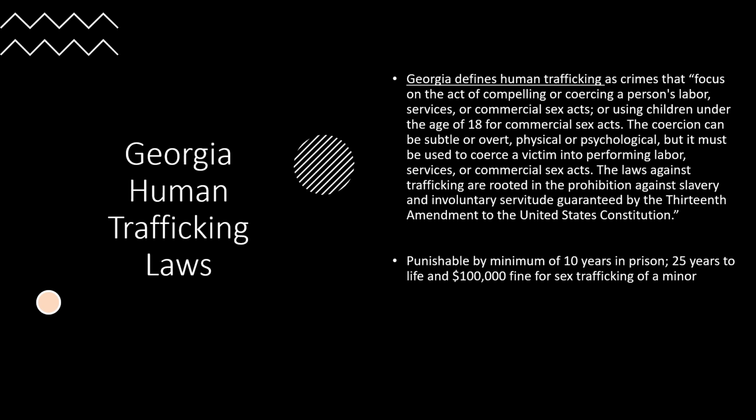The laws against trafficking are rooted in the prohibition against slavery and involuntary servitude guaranteed by the 13th Amendment to the United States Constitution. And if you are in violation of Georgia's human trafficking laws, it's punishable by a minimum of 10 years in prison, 25 years to life, and a $100,000 fine for sex trafficking of a minor.